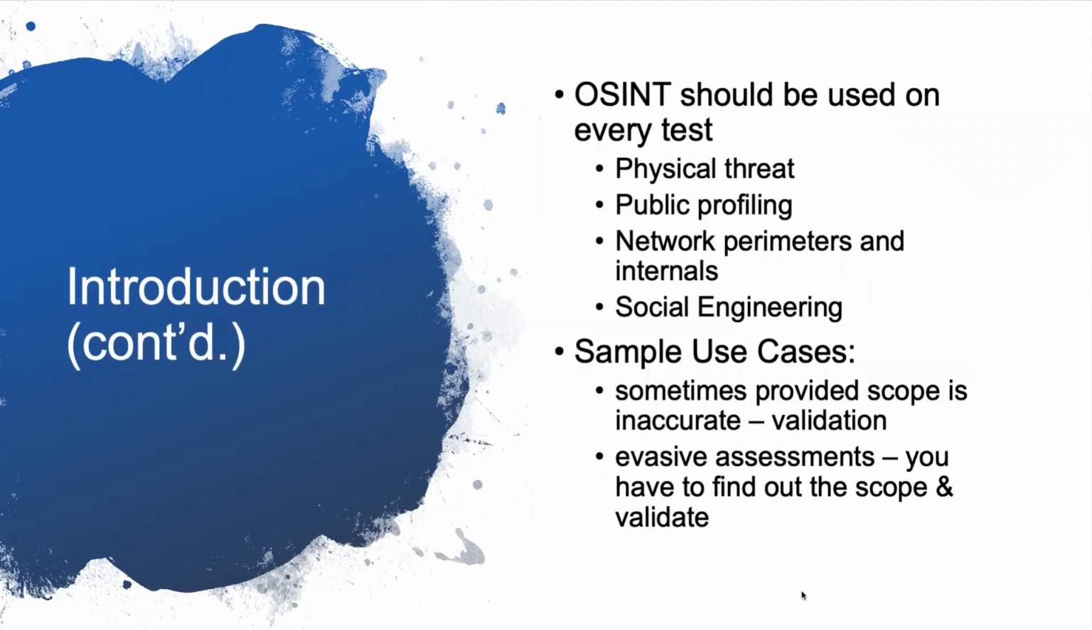OSINT is used in pretty much every test that you perform, whether you're trying to hack into a building, you're trying to build just a public profile of an organization, or you're doing some sort of network style pen test. Obviously, social engineering applies here as well. A couple examples of when you would use OSINT is if you're trying to validate the scope of work that a client provided you to make sure that they didn't give you the wrong IPs. Or if you're running a more evasive style test where you don't have any information except for the client's domain name, and you have to try and get as much information as you can about that target.